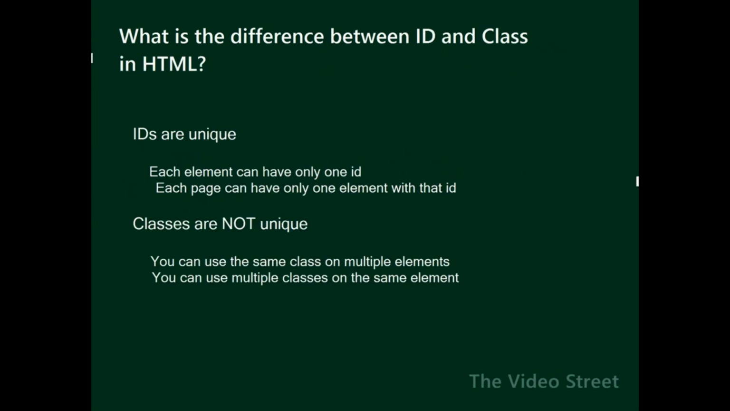What is the difference between ID and class in HTML? IDs are unique. Each element can have only one ID. Each page can have only one element with that ID. Classes are not unique. You can use the same class on multiple elements. You can use multiple classes on the same element.